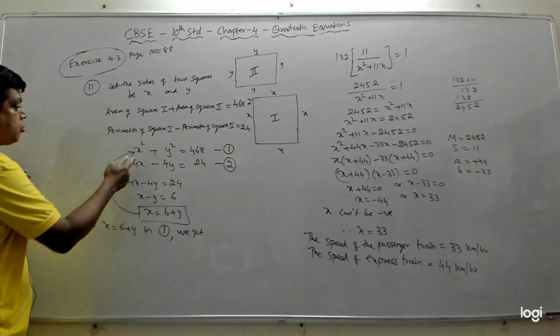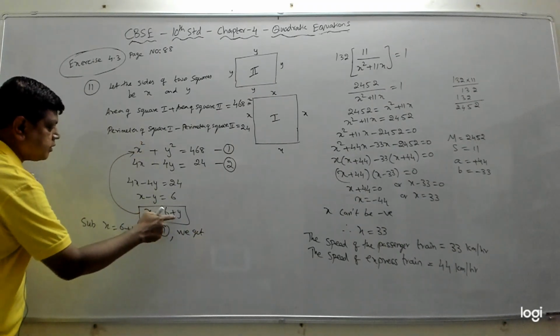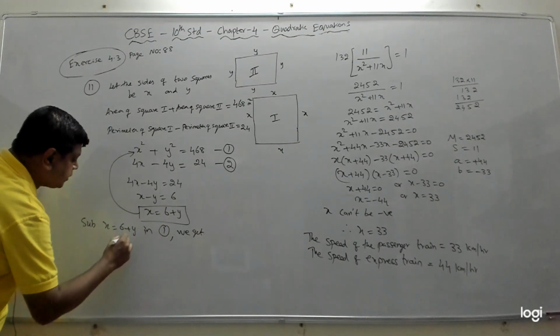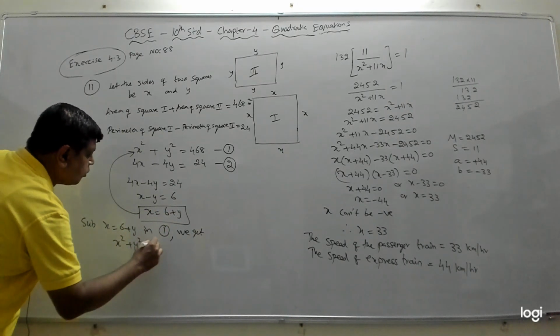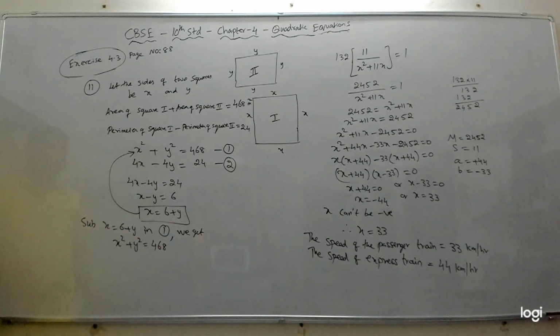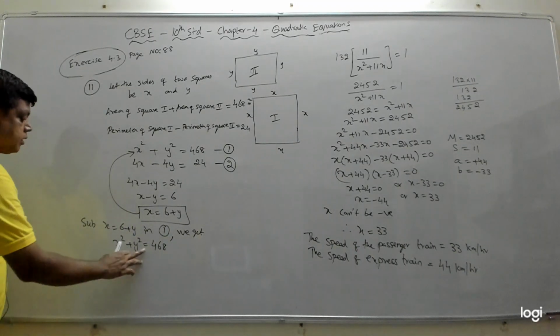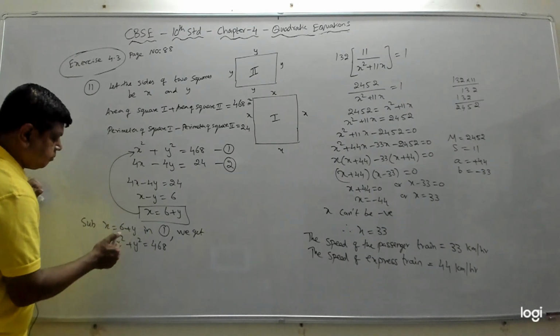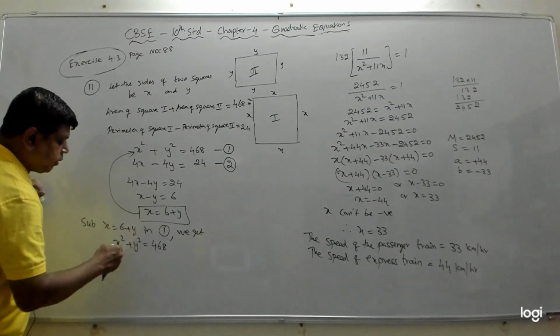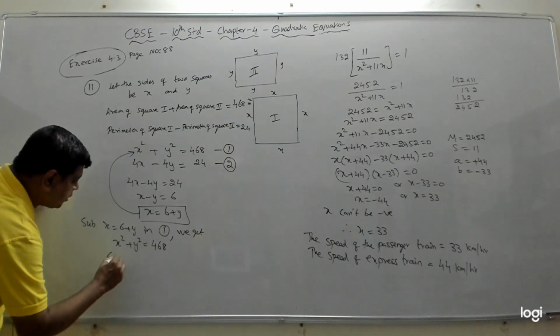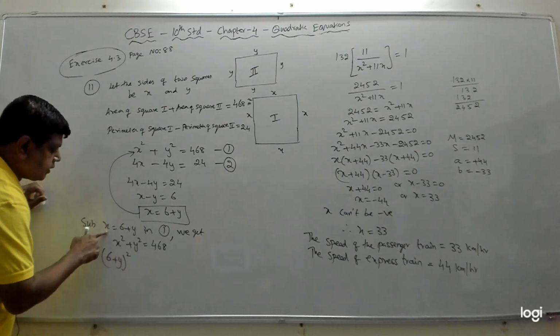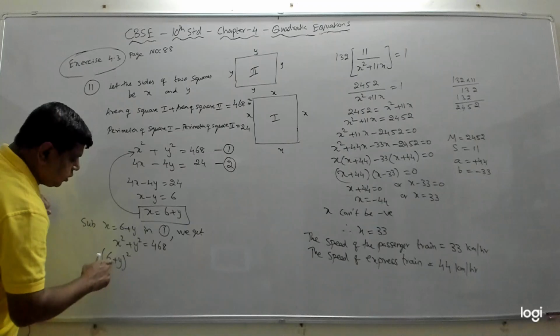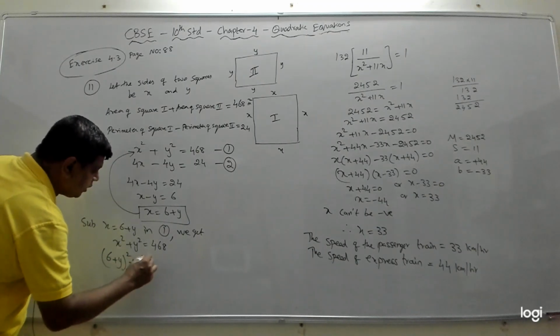What we get is, if I substitute here, you get x square. X is 6 plus y. So I will write the equation as it is: x square plus y square equal to 468. Now we'll substitute x as 6 plus y. So this will become 6 plus y the whole square, because x is 6 plus y, I am substituting here. So it becomes 6 plus y the whole square plus y square equal to 468.